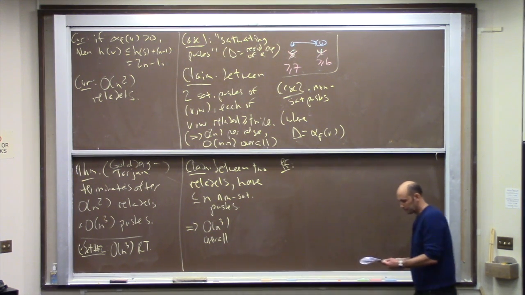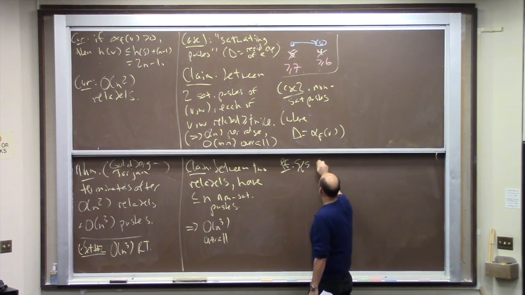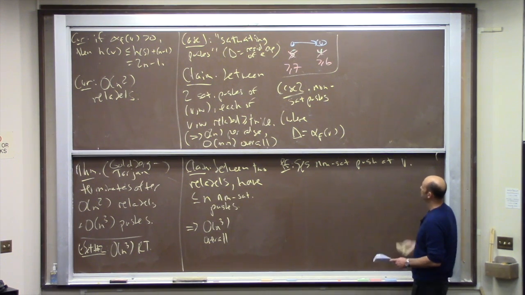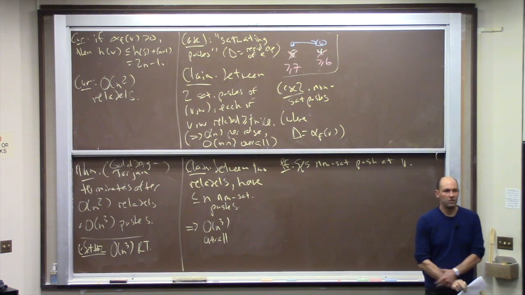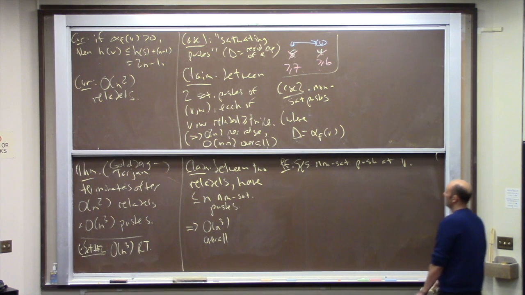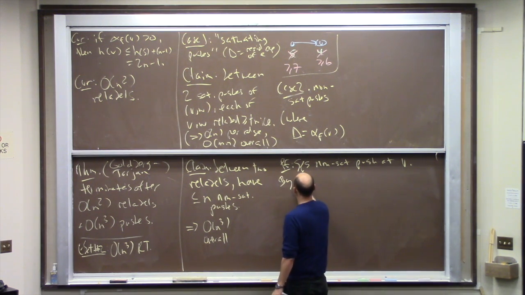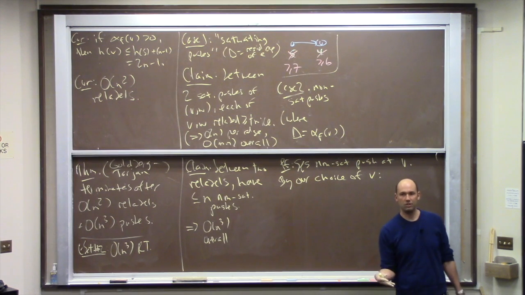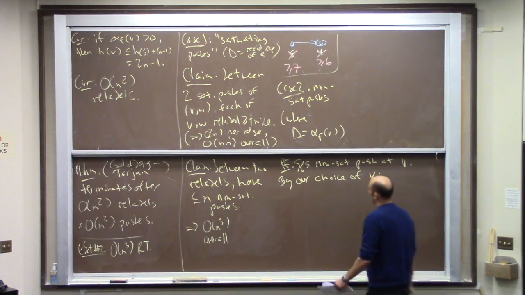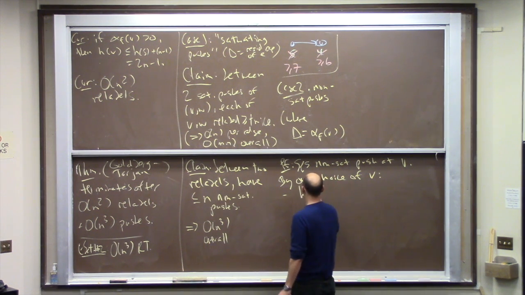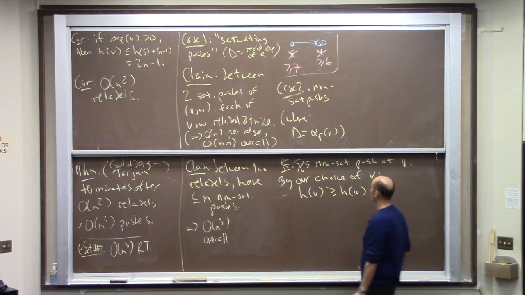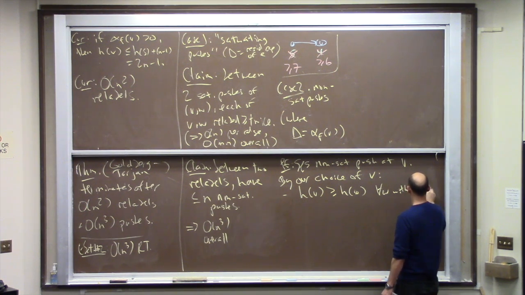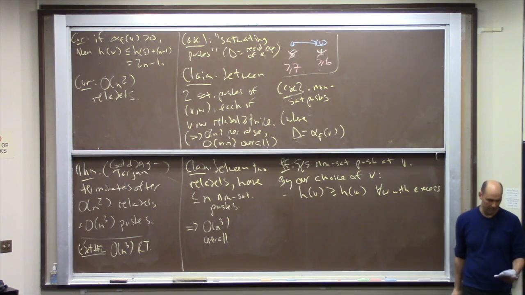So, proof of claim. Suppose there's a non-saturating push at the vertex V. So this vertex used to have excess. We do a push, now it doesn't have excess. By our choice of V, because amongst all vertices with excess we chose the highest one, certainly at the time of this non-saturating push, V has height at least as big as anything else with excess. That's just immediate, by definition.